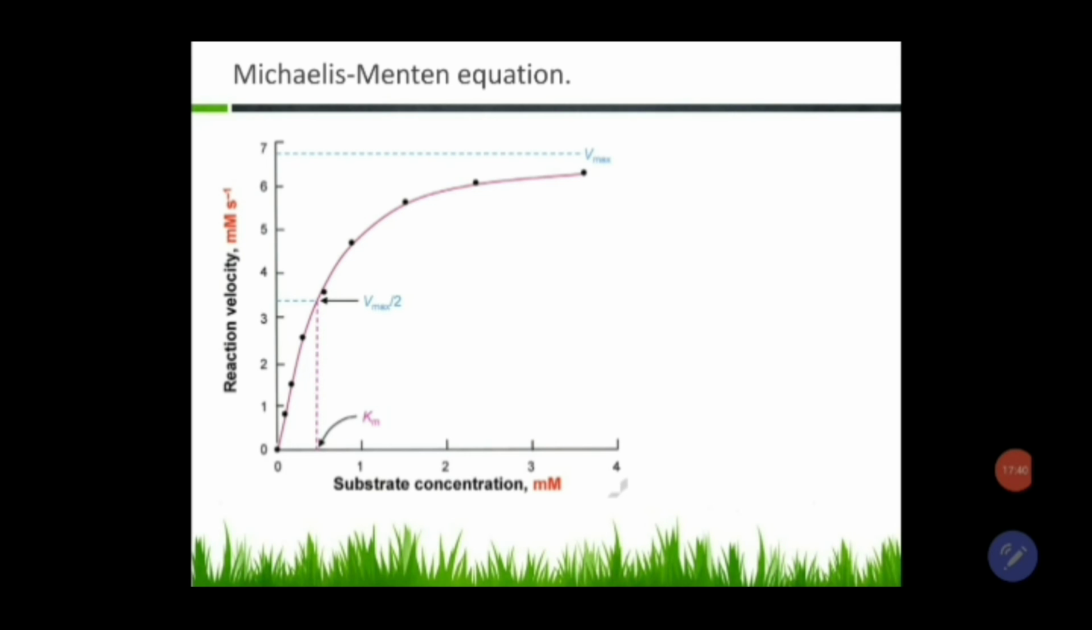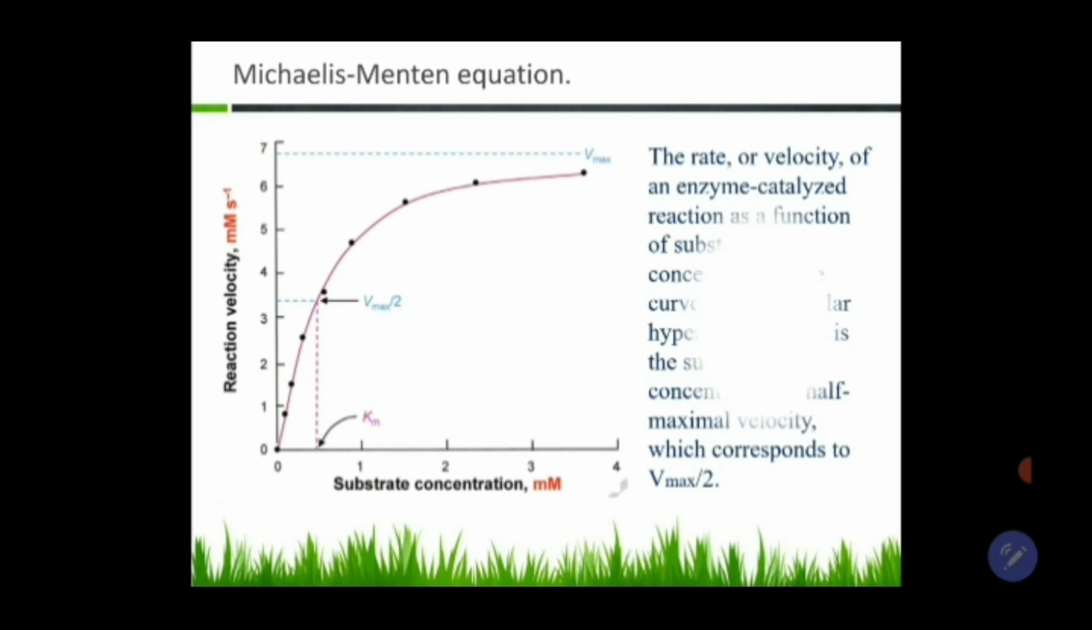I have uploaded a separate video for the Michaelis-Menten equation, in which I derived an expression for it. There is a graph which I left out over here: the rate or velocity of the enzyme catalyzed reaction as a function of substrate concentration. The curve is a rectangular hyperbola. Km is the Michaelis constant, the substrate concentration at half maximal velocity, which corresponds to Vmax by 2.